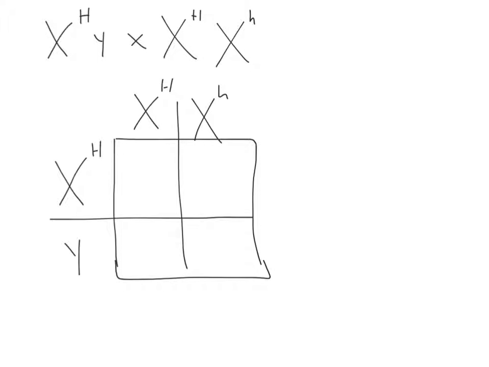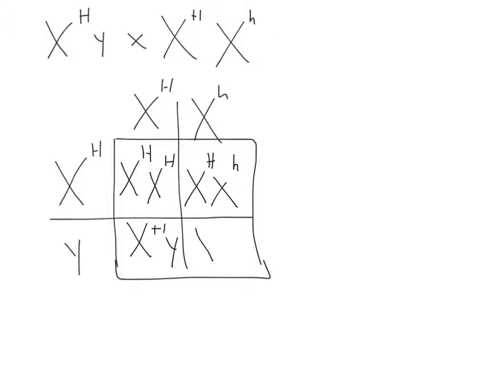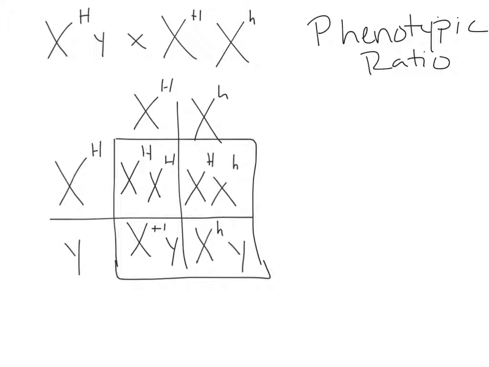Remember to keep track of your X and Y chromosomes when you're putting these gametes on the Punnett square, and to keep track of them when you're filling in the Punnett square as well. So our first box is X big H, X big H. Second box, X big H, X little h. We have X big H, Y, X little h, Y. To answer the question, we need to report the phenotypic ratio of the children. So translate what is in each one of these boxes.